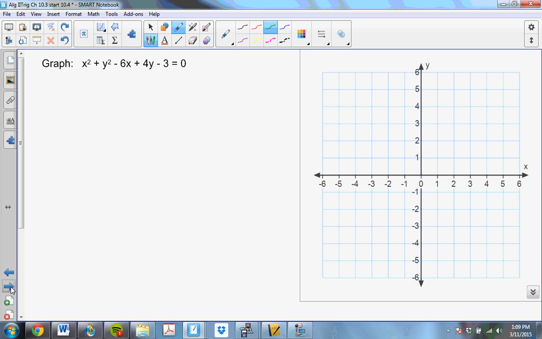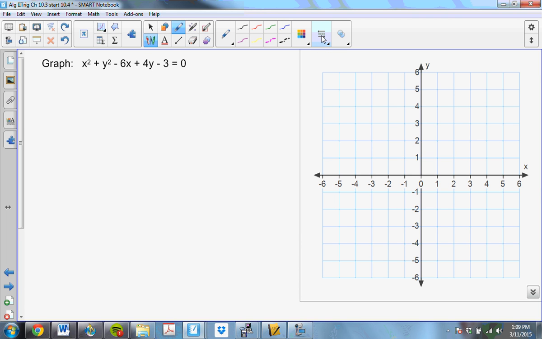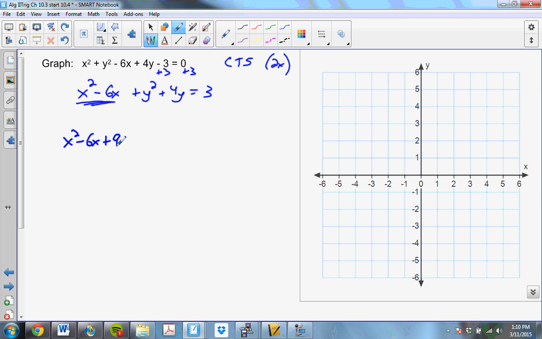Graph this. Alright, now this one is not in a form where I know the center right away. So I have to find the center, and this involves completing the square twice. I'm going to get my x's together and my y's together. I'm going to take that 3 and move it over, add 3 to both sides. I'm going to complete the square with this. So I'm going to have x squared minus 6x plus 9. Since I added a 9 here, I can subtract 9 here.